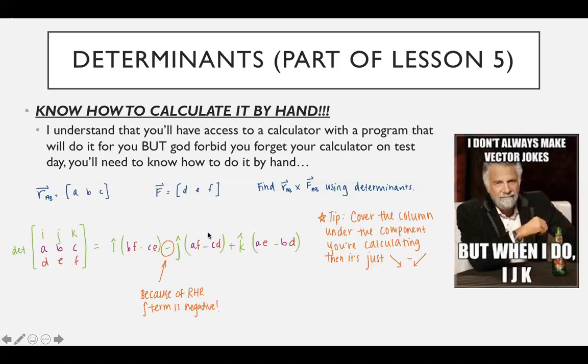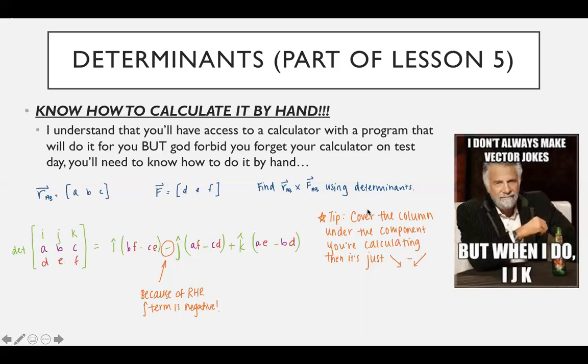And you do that for every term. So since I'm going to do the J components now, I'm going to ignore this column so that my top left will now be A, bottom right will be F, minus top right will be C, and bottom left will be D, right? And then you do the same with K.